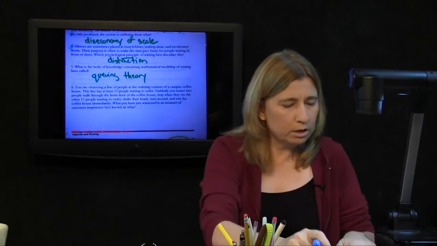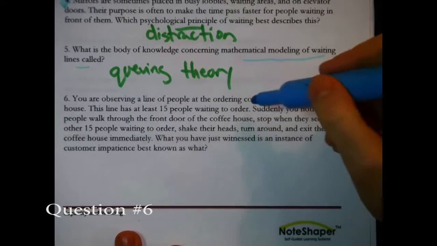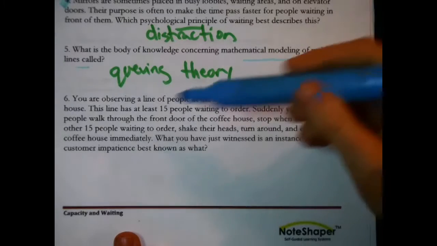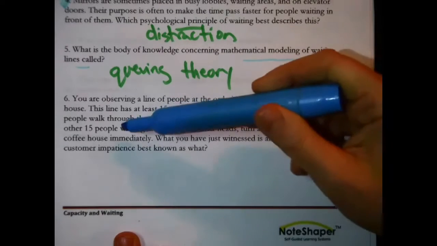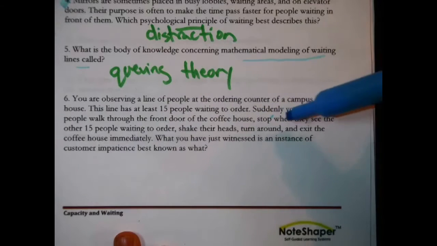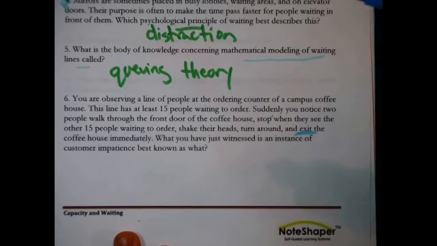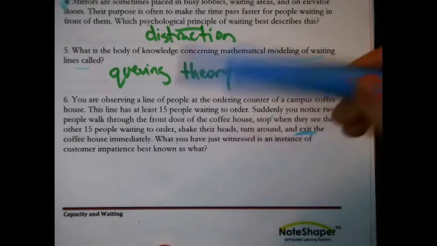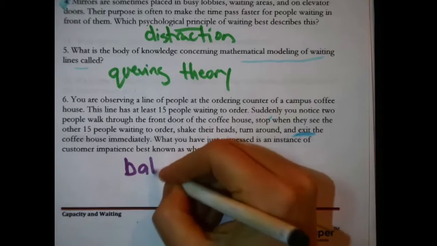Okay, next. You are observing a line of people at an ordering counter at a campus coffee house. All right, there's at least 15 people waiting to order. Suddenly you notice 2 people walk in the front door of the coffee house, stop when they see the other 15 people waiting, shake their heads, turn around, and leave. Exit the coffee house immediately. What you have just witnessed is an instance of customer impatience best known as... That behavior was balking.